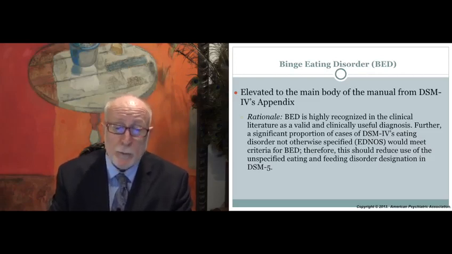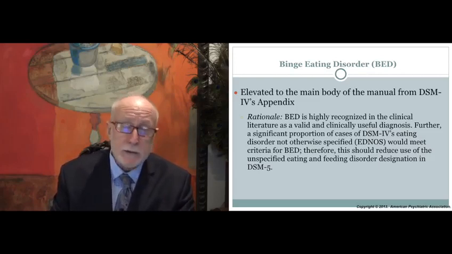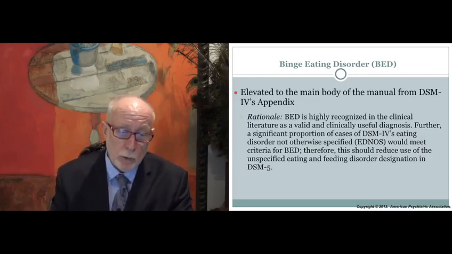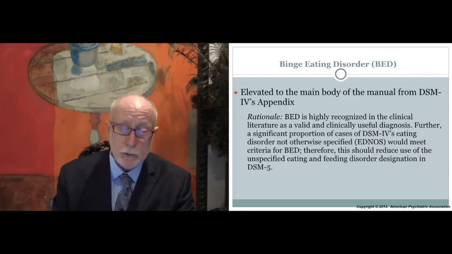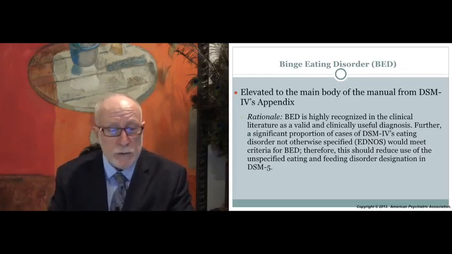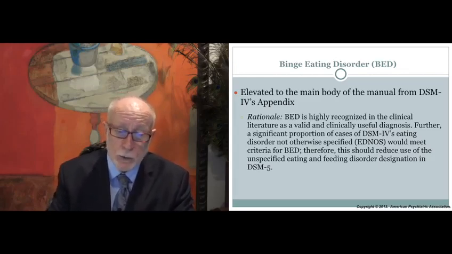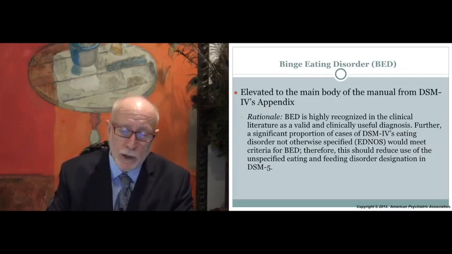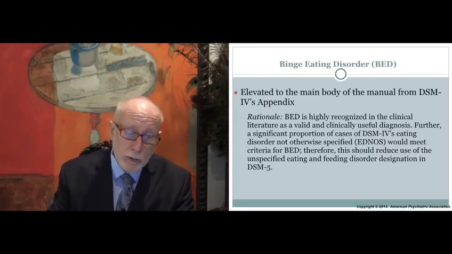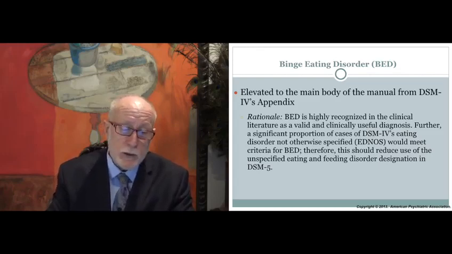It is now elevated to the main body of the manual from the appendix, conditions for further study in the DSM-4. What's the rationale for its inclusion? Well, this is quite literally a quote from the DSM-5. It says, binge eating disorder is highly recognized in the clinical literature as a valid and clinically useful diagnosis. Further, a significant portion of cases of DSM-4's eating disorder not otherwise specified, what used to be called EDNOS, would meet the criteria for binge eating disorder. Therefore, by including binge eating disorder, this should reduce the use of the unspecified eating and feeding disorder designation in the DSM-5.